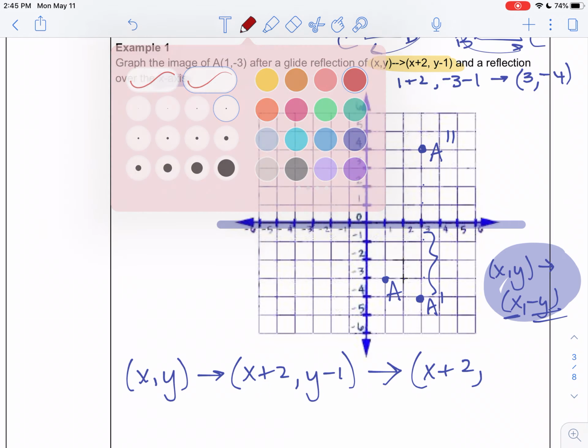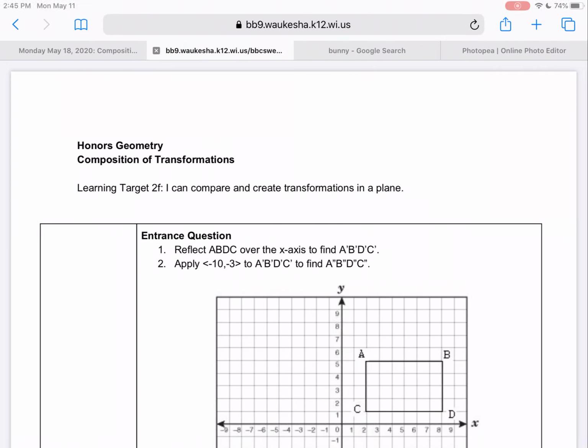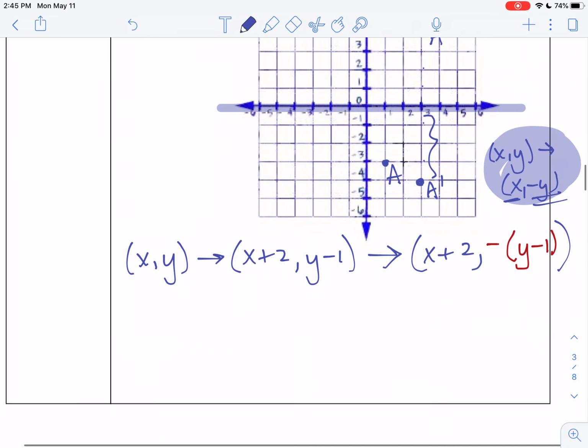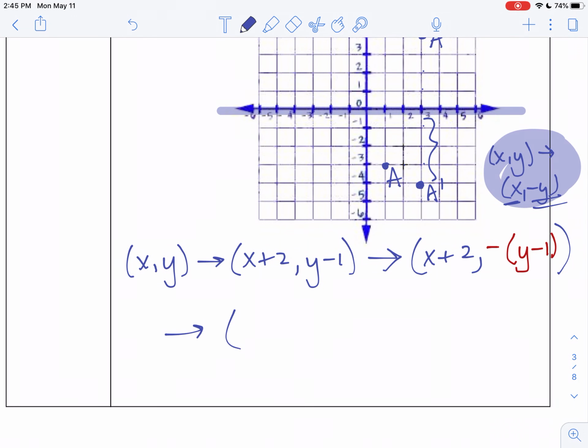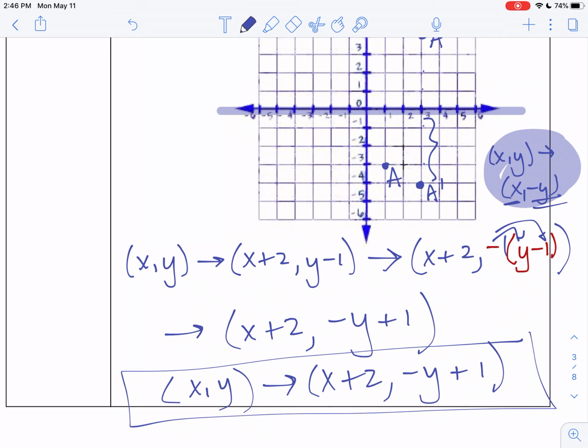Now here's where you have to be careful. When we're changing the sign on the y-coordinate, notice that I'm throwing parentheses around that whole thing. When I throw parentheses around that whole thing, that negative is like multiplying each term by a -1, so I have -y + 1. So one rule would take (x, y) and map it to (x + 2, -y + 1).